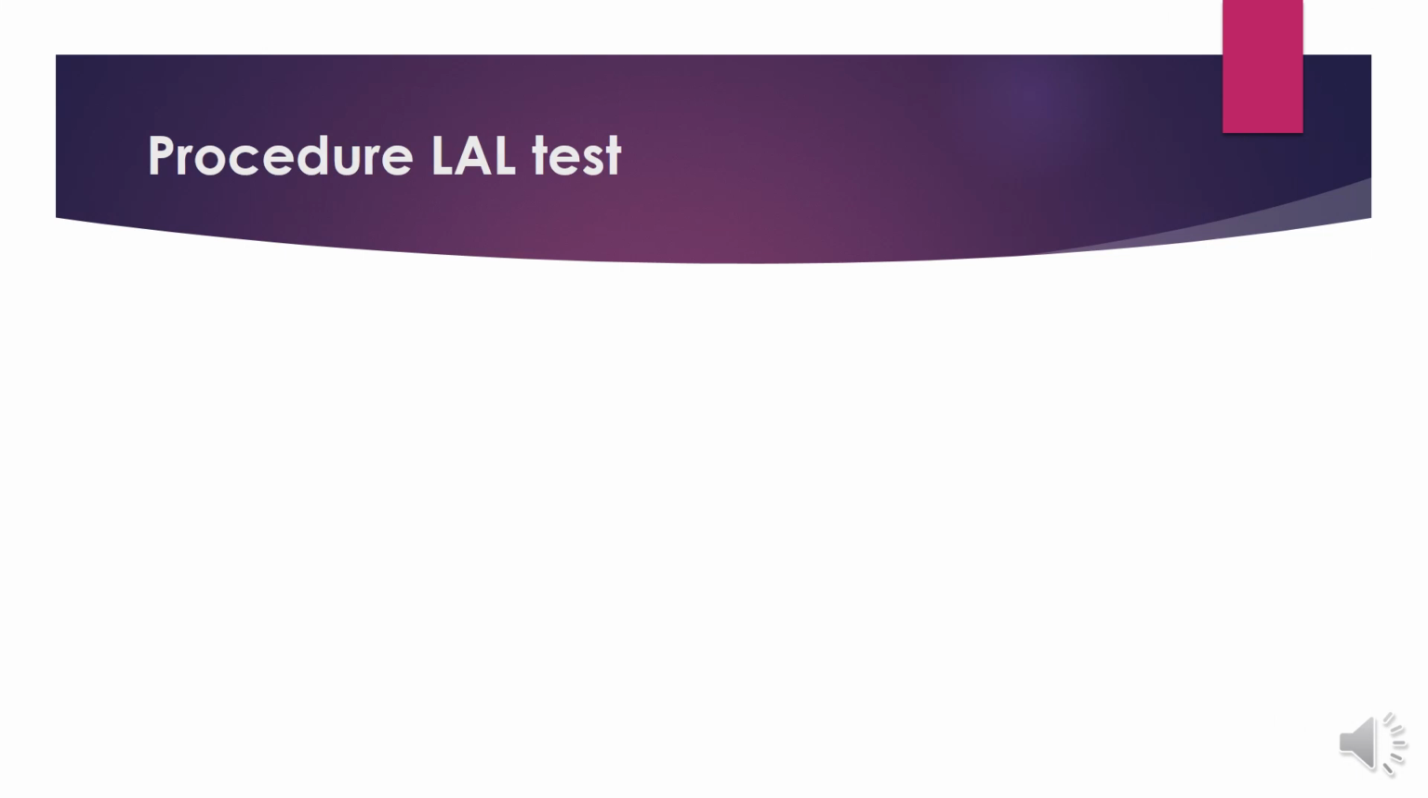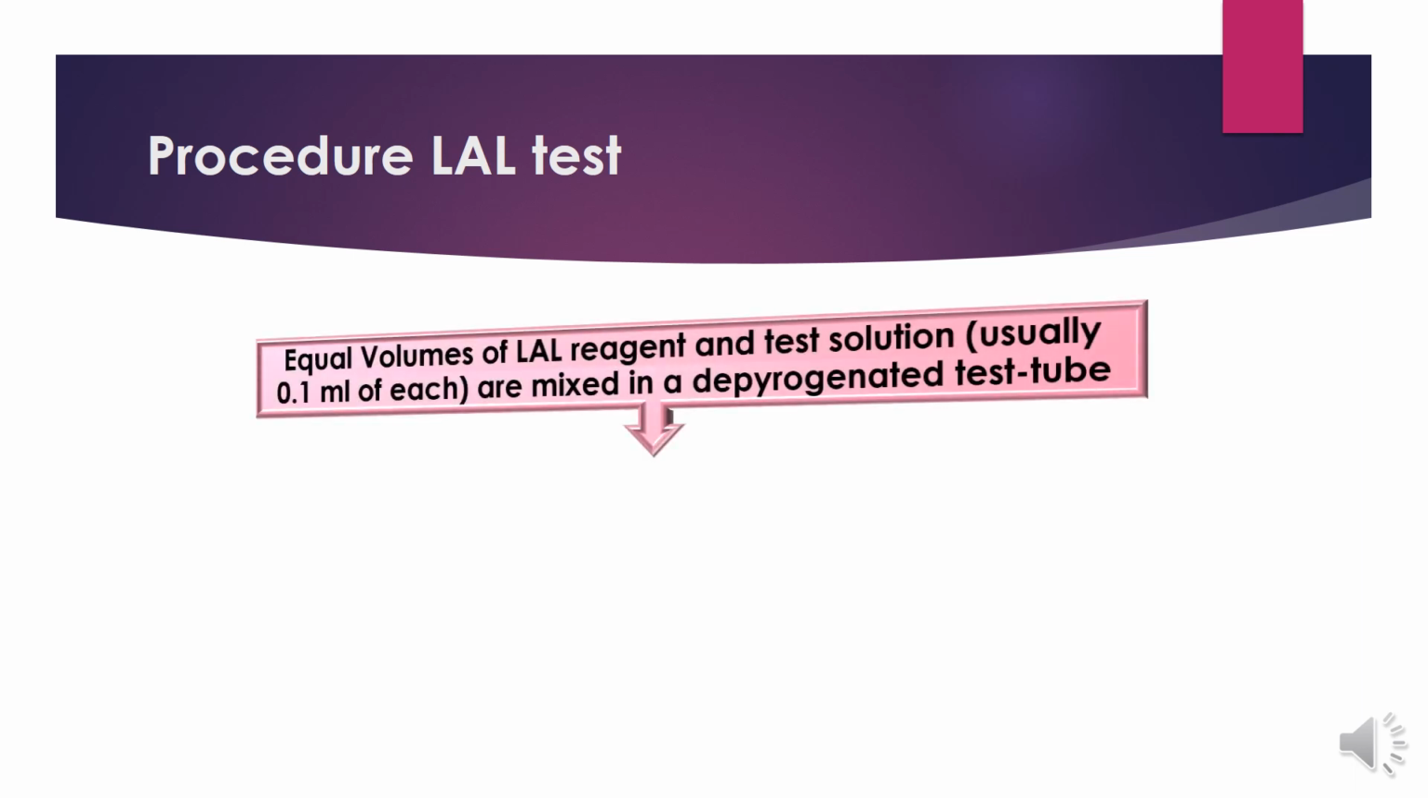So the procedure for the LAL test includes equal volumes of LAL reagent and test solution, usually 0.1 ml of each, mixed in a depyrogenated test tube. It means for this test you have to take equal volumes of both the reagent and the test solution, that is 0.1 ml of the LAL reagent and 0.1 ml of the test solution, and you are going to mix them in a depyrogenated test tube, meaning a pyrogen free test tube.